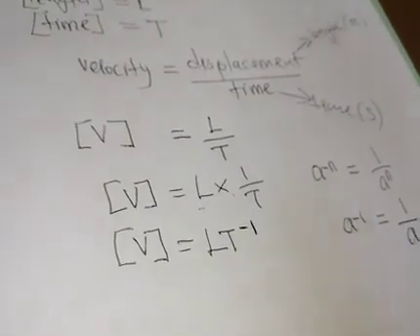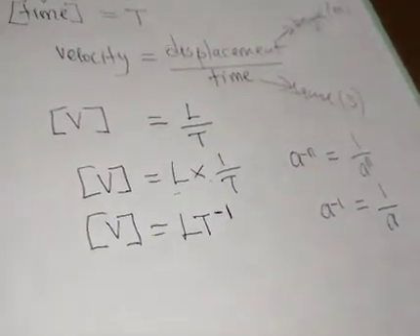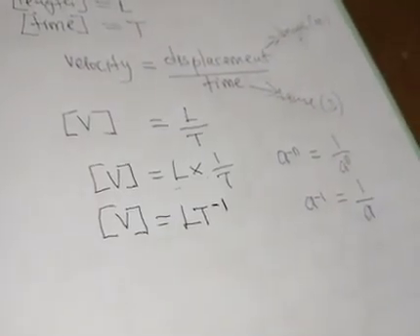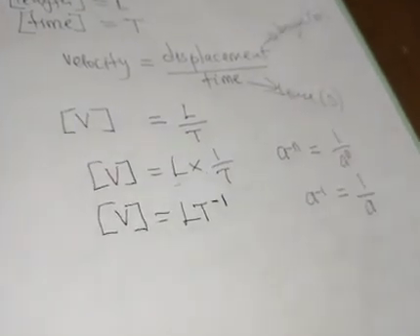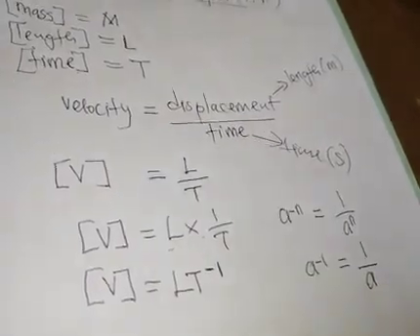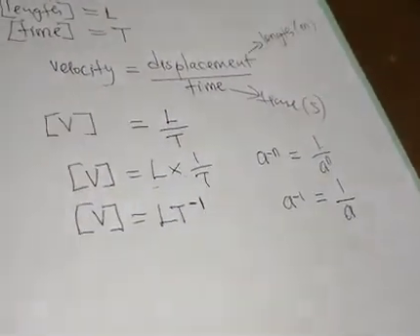You can try to do the same for other physical quantities. For example, force equals ma, then you break that down into its basic physical quantities. Of course, you find its mass, length, and time.